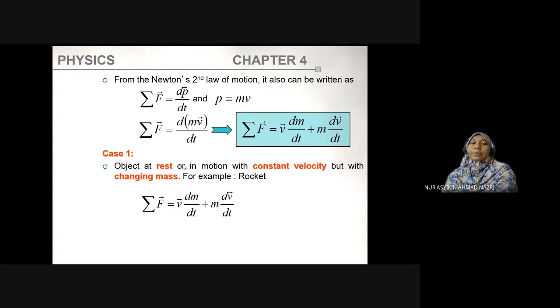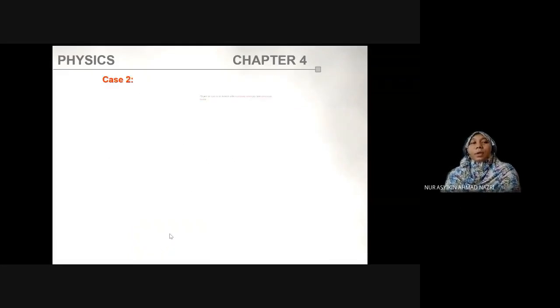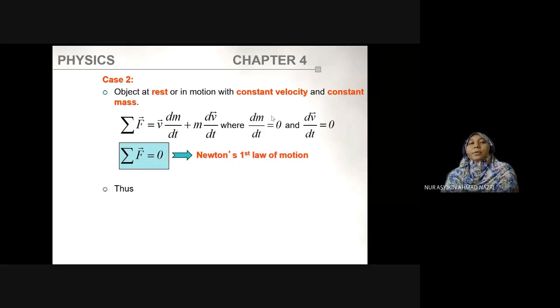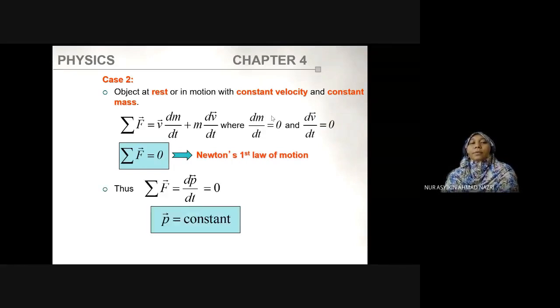That's what it means. It says the object is at rest or in motion with constant velocity. Just in case the velocity is constant but the mass is changing, for example a rocket. So the mass is changing, which means there will be a net force. The second case: object at rest or with constant velocity and constant mass. So these are all zero, which becomes like Newton's first law.